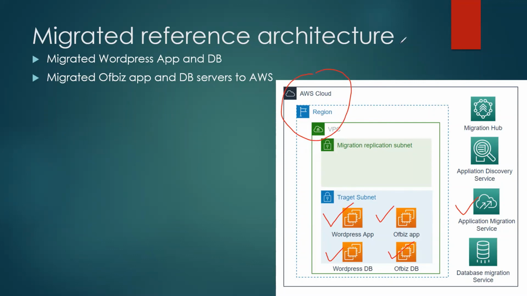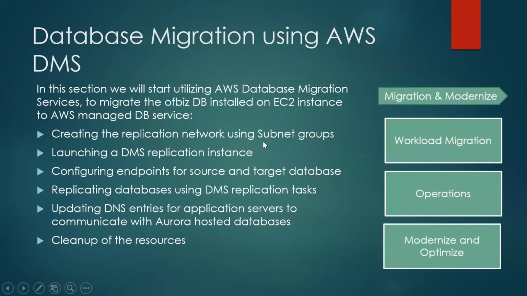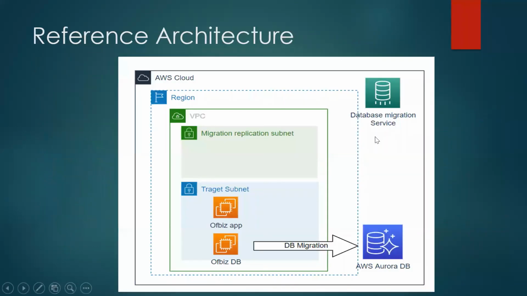So that's the first part. Let's move forward, and the next part is the database migration. As per the concepts I discussed, once migration is done, we need to think about modernizing the infrastructure also. Workload migration is done as I described in the previous slide. After that, we will need to modernize. These are the basic steps: creating the replication network and launching the DMS replication instance. All these steps will be performed during the practical setup. So moving to the next slide, I'll show you how these things are done.